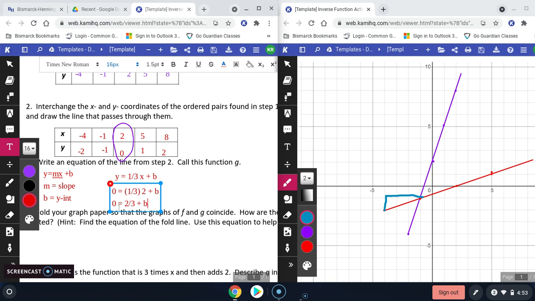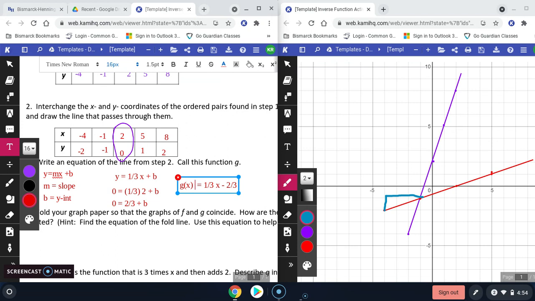Okay, and then if I move the 2/3 to the left side, to get b alone, b is going to be -2/3. So I can now rewrite my equation, and this is going to be y equals 1/3 x minus 2/3. Okay, so that's the equation for my function. And I'm going to call this function g. So this could actually be rewritten as g of x equals 1/3 x minus 2/3.